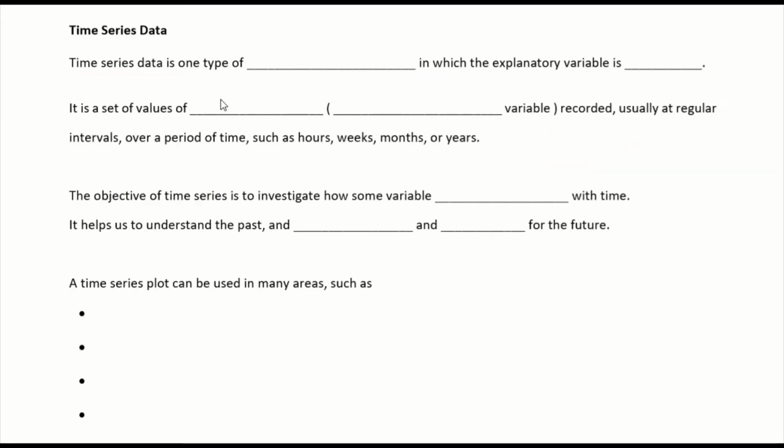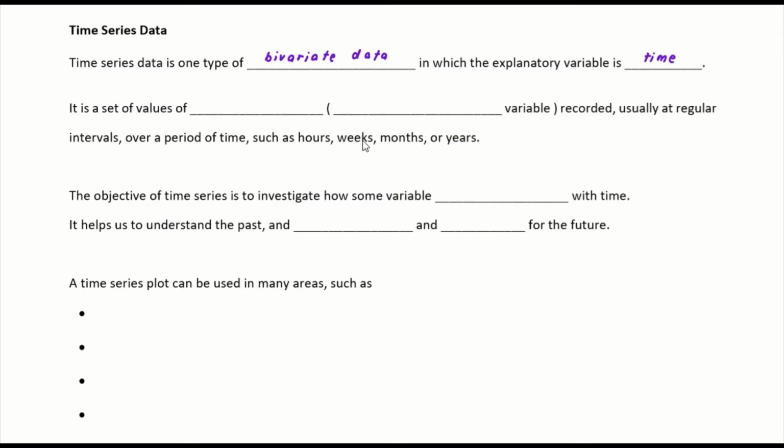We are going to start from the definition of time series data. So what is time series data? Time series data is one type of bivariate data. I hope that you still remember what is meant by this term, meaning data with two variables. So we are talking about numerical data, basically. Time series data is one type of bivariate data in which the explanatory variable is time.